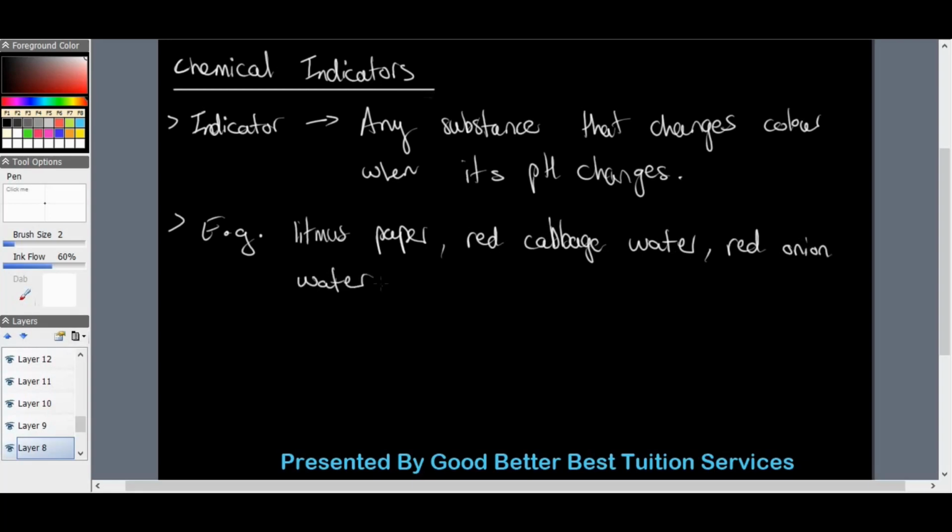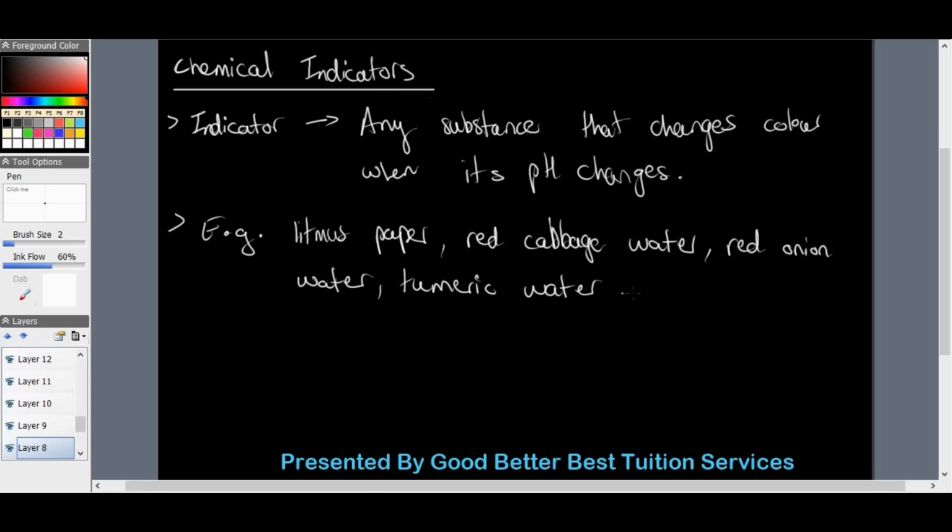Okay, red onion water. Another substance that we can buy on the shelf is also turmeric water. And there is another one which I'm not going to write down, but I'm going to mention: bromothymol blue and phenolphthalein. It's too big right now, I'm not going to put that word out.